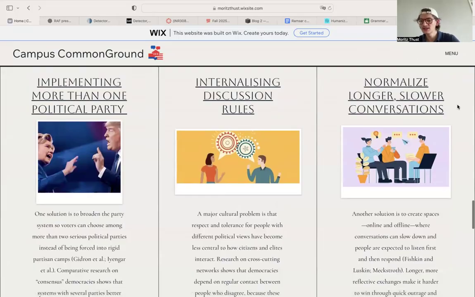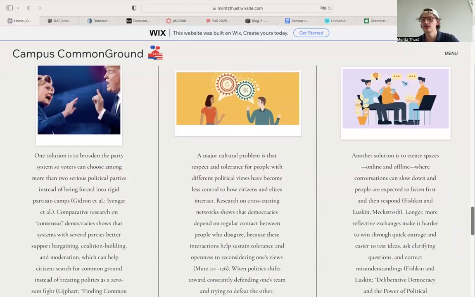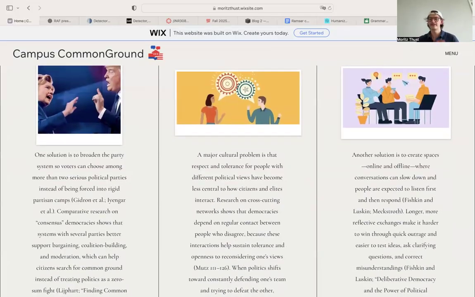Last but not least, we have the third solution, which is normalizing longer and slower conversations. We're very used to being fast paced nowadays, especially because of the medium that we're all on, social media or the internet. It's very depersonalized, it's very fast paced. So, in my opinion, we should definitely normalize sitting down again and talking to each other in a more normal fashion.